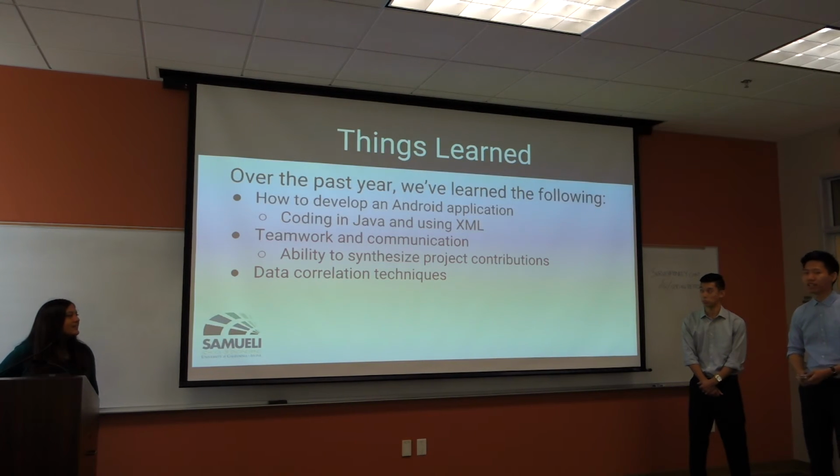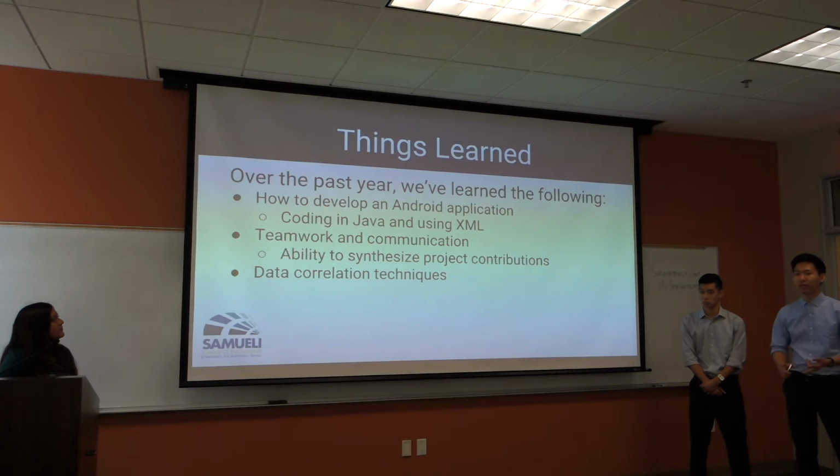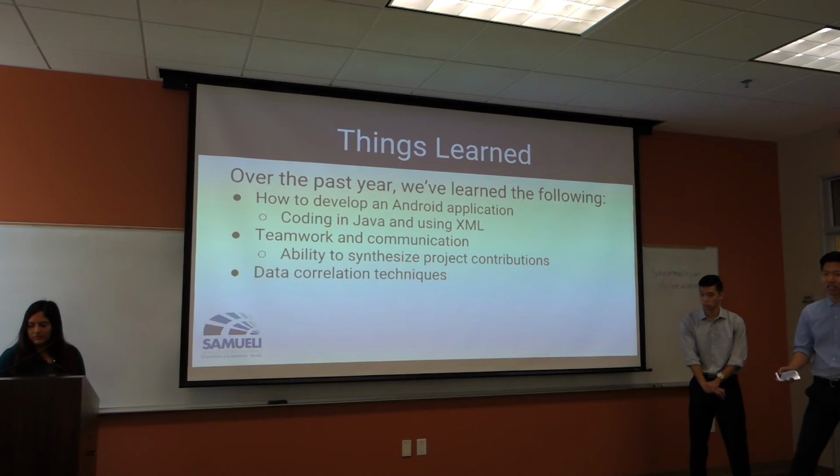The major things we've learned are exactly how to code an Android app, especially using the markup language XML and coding in Java. Those things might be very important in the future for our career choice or wherever we want to go. We also learned a lot of data correlation techniques, and teamwork: taking different parts and combining them into one with contributions from different people. That's the key part.